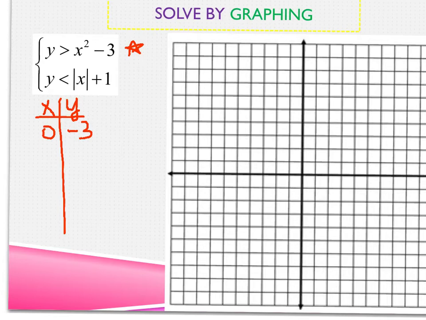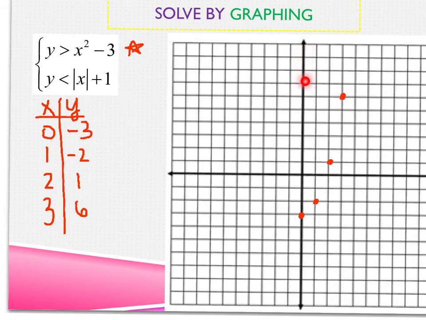And then I'm going to go ahead and plug in additional points. I'm going to do 1 and 2. So when I plug in 1, I get negative 2. When I plug in 2, I get 4 minus 3, which is 1. I'm going to go ahead and pick another point just so I can see really what it looks like. When I plug in 3, I get 9 minus 3, which is 6. So I'm going to go ahead and graph that: 2, 1, and 3, 6.